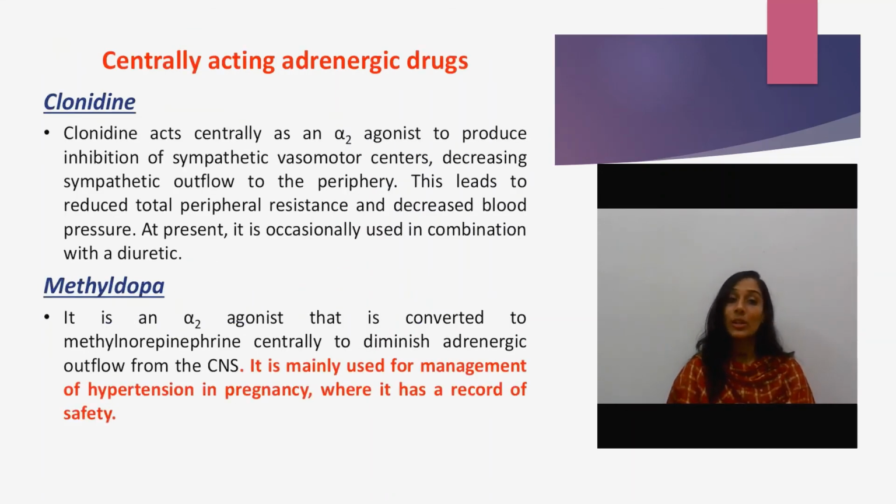The next is clonidine, that is a centrally acting adrenergic agent. They act centrally as alpha-2 agonists to produce inhibition of sympathetic vasomotor centers, decreasing sympathetic outflow to the periphery, which reduces total peripheral resistance and decreases blood pressure. It is used in combination with a diuretic at present. Then next is methyldopa, which is an alpha-2 agonist. It is used in hypertension in pregnancy.